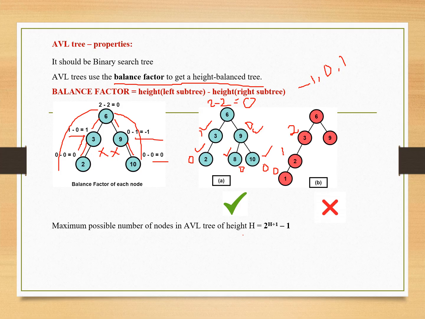And here is an important point. The maximum possible number of nodes in an AVL tree of height h is given by 2 power h plus 1 minus 1. So make a note of this. This is very important. It can be lesser than that also, but the maximum possible number of nodes of an AVL tree of height h is given by 2 power h plus 1 minus 1. So you can search, you can insert, you can delete, all operations can be performed in your AVL tree as well. And the time complexity for all these operations is going to be just order of log n.